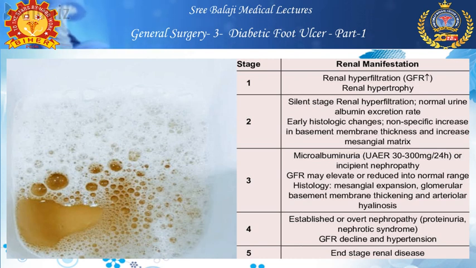As GFR worsens further, the patient will have frank renal symptoms of renal failure, and at one point of time, if it is not corrected properly, the patient can land up in permanent end-stage renal failure, which will go in for a renal transplant. Why is nephropathy very important in diabetic foot ulcer patients?